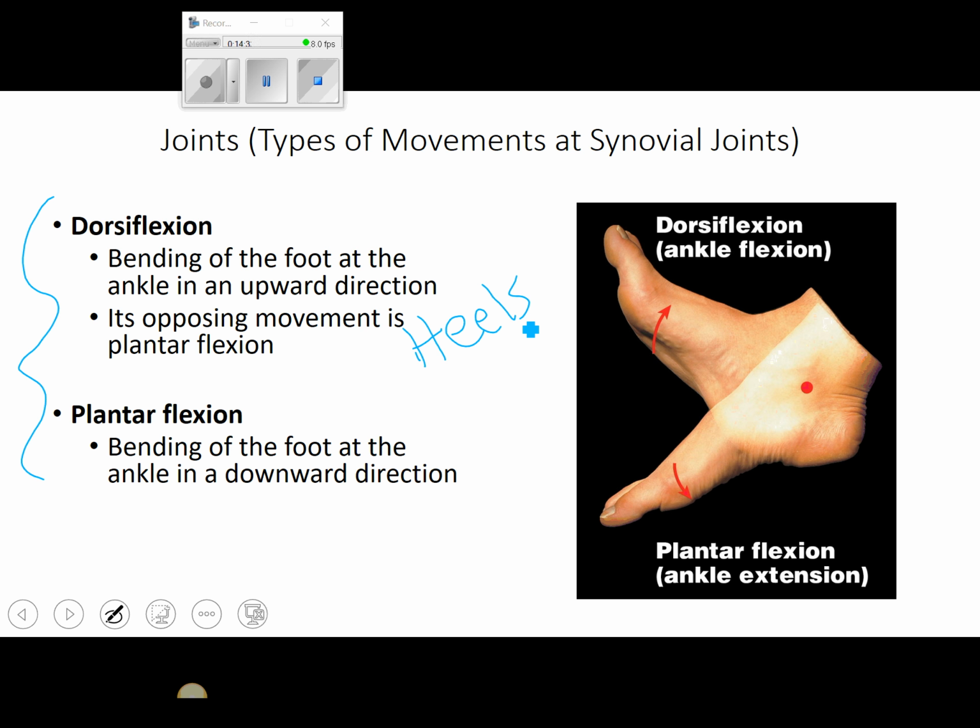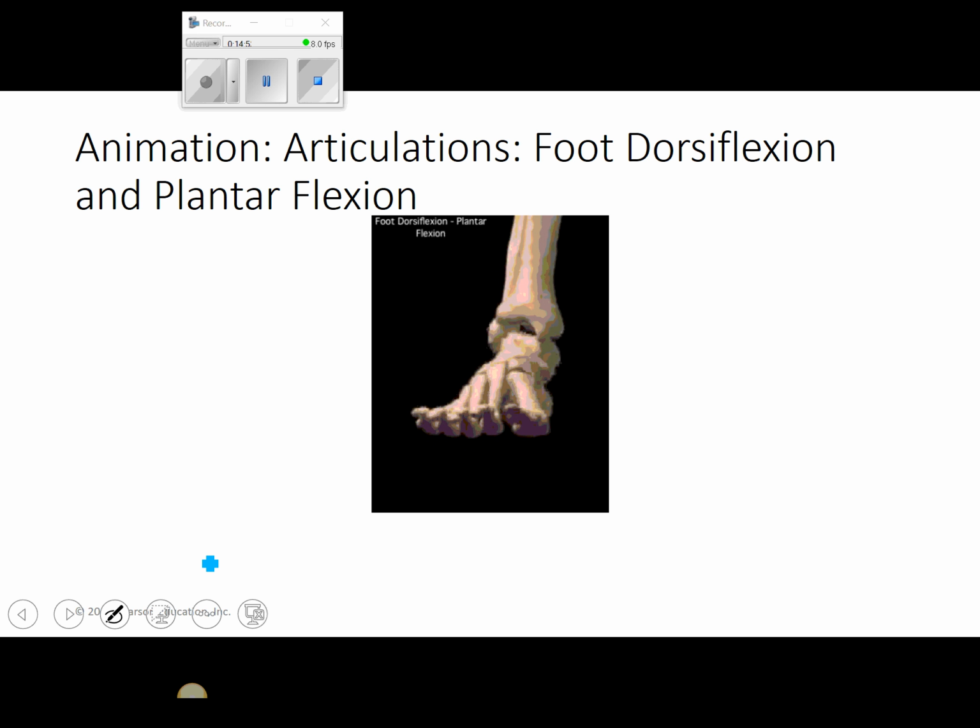Plantar flexion is bending of the foot at the ankle in a downward direction, so they would be standing on their toes. Ballet dancers use plantar flexion. They will either walk or dance on their toes or stand on their toes. Again, here's a short animation that shows you a visual of that.